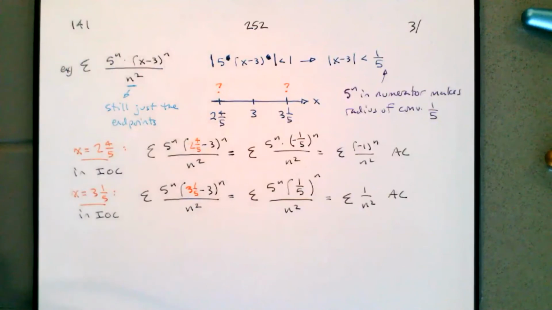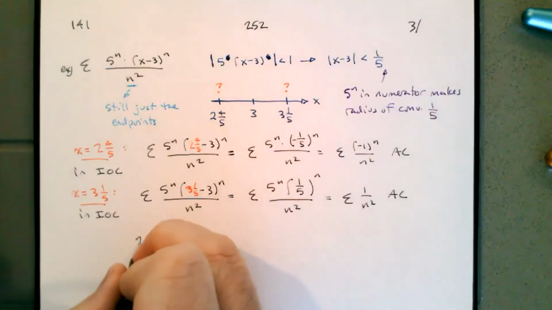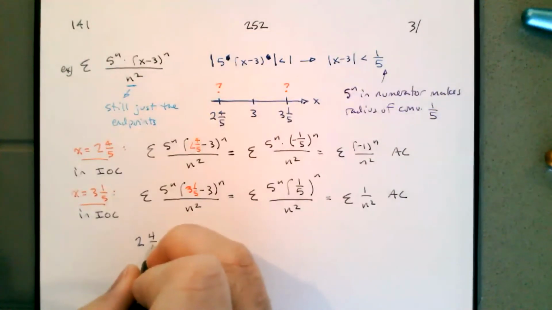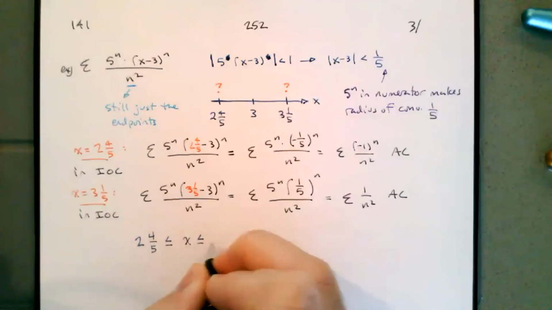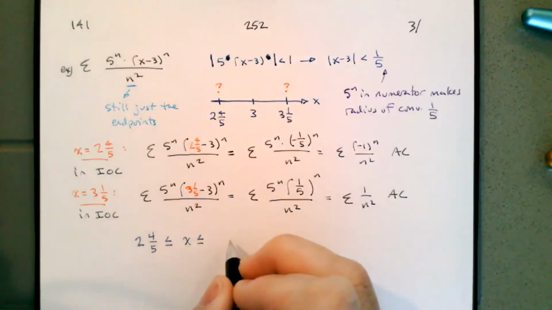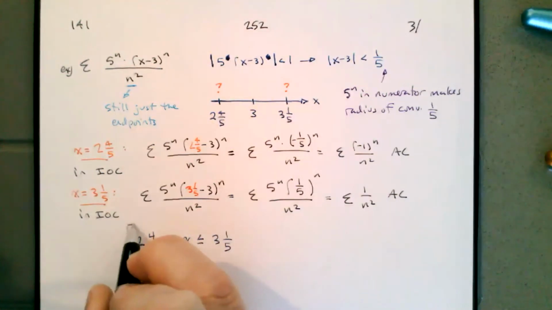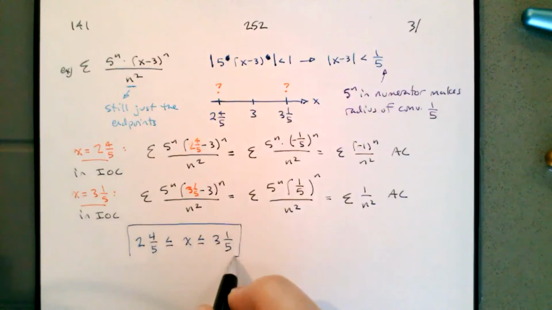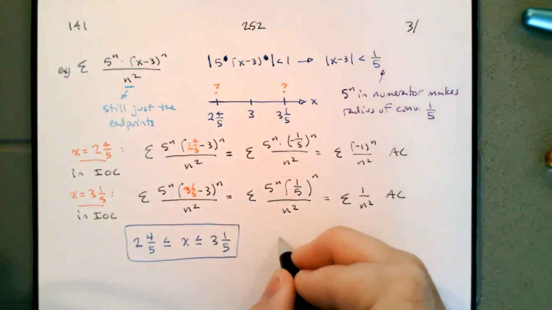So both the endpoints are included. That means I can write a compound inequality for the interval of convergence: 2 4/5 less than or equal to, because it's included, x, and then that's less than or equal to 3 1/5. So here's a compound inequality describing the interval of convergence.